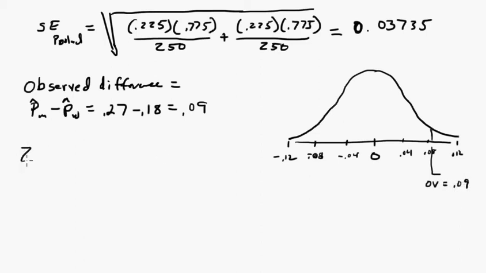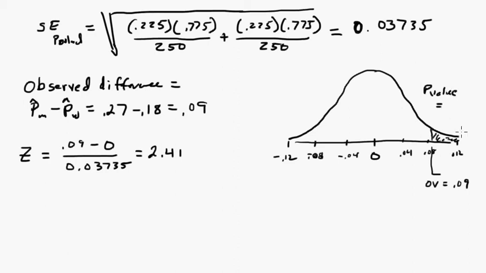So let's see, how many standard deviations away is that? Well, that's going to be 0.09 minus the center of the model, which is 0, divided by the standard deviation, or the standard error, and that comes out to be 2.41. So that looks about right, right? 1, 2, and then a little bit more. Okay, so this is the p-value here. It would be this area under the curve. So I'm just going to label this z equals 2.41.